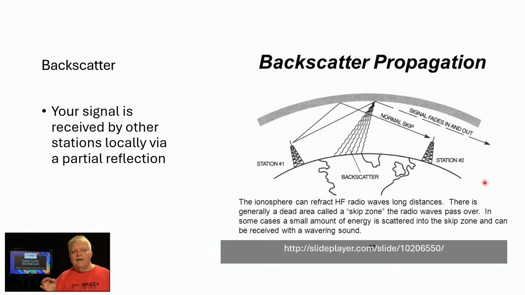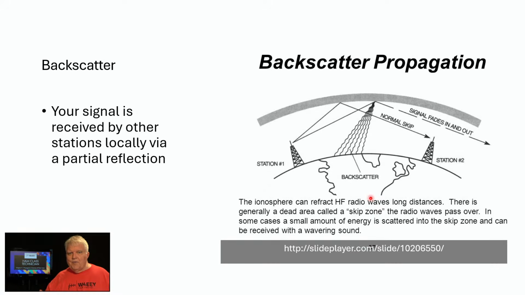That's called backscatter. It's scattered electromagnetic waves. And so backscatter, which will be weak and fluttery, can be heard on HF. That's a propagation mode. So sometimes you can hear local stations as they're communicating with DX stations, sometimes not. It all depends on the ionosphere.